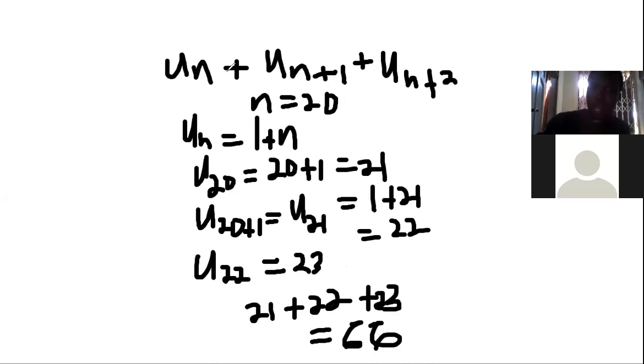Then we finish. The question was saying we should add all. So you just add all. U n here we had 21, U n plus 1 we had 22, and U n plus 2 we had 23. So we add all, we are going to get 66. You get it? Just digest it. You understand?